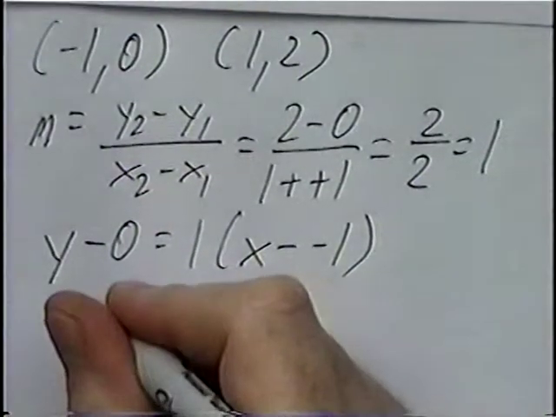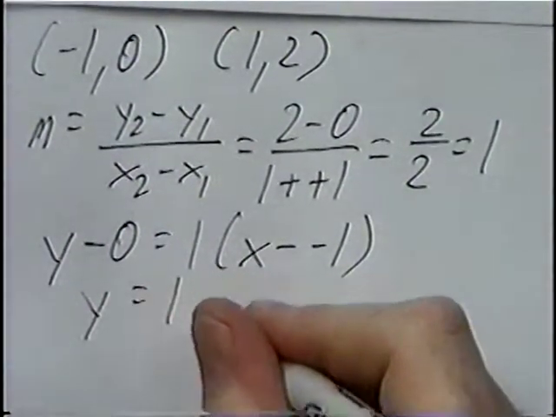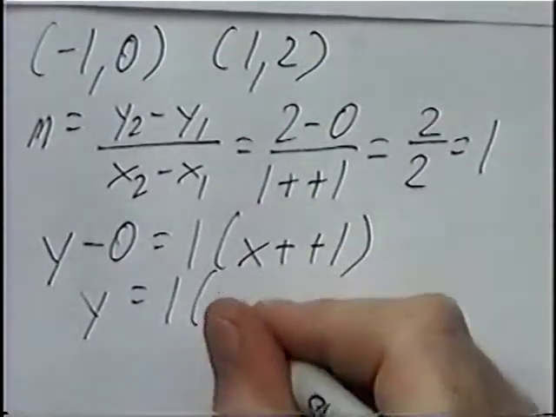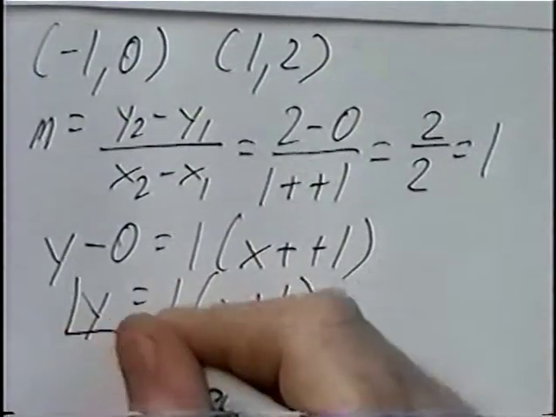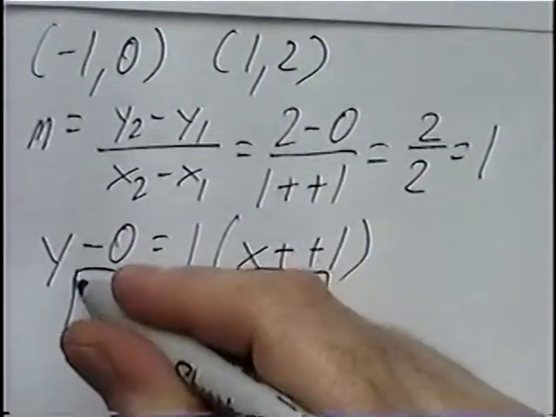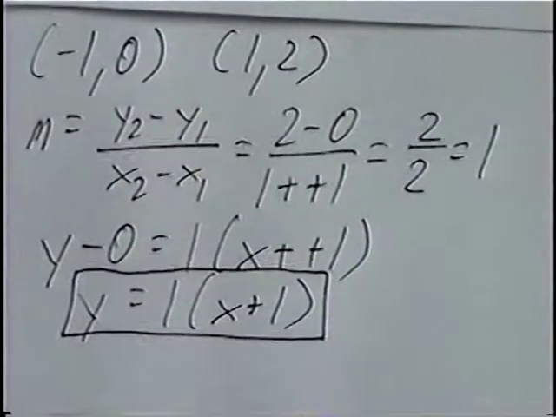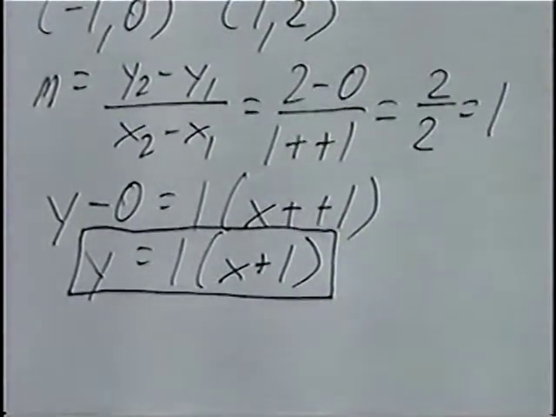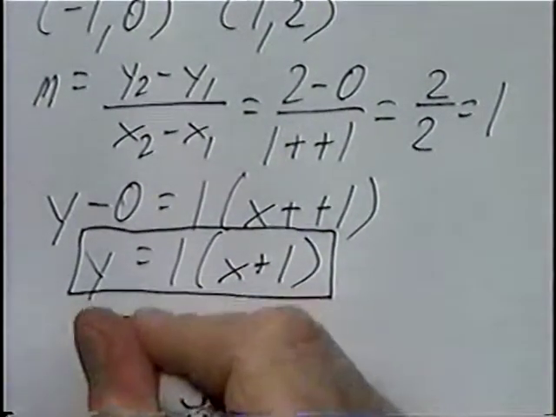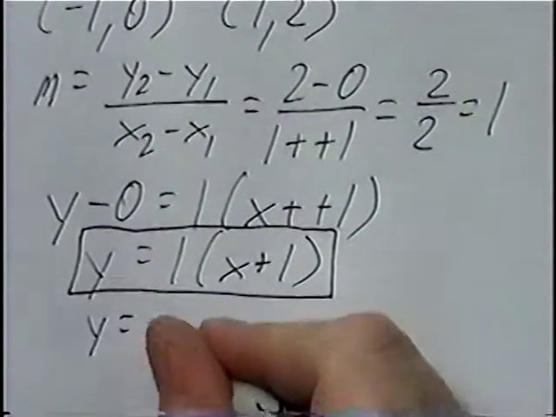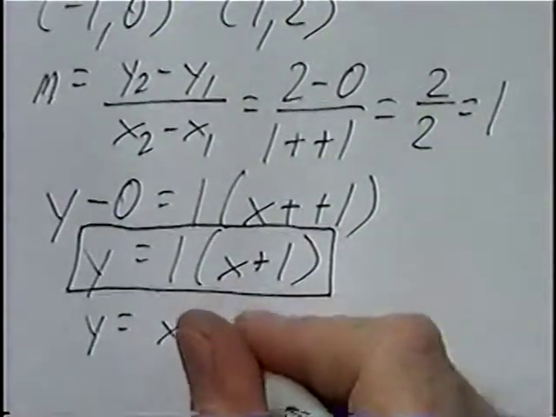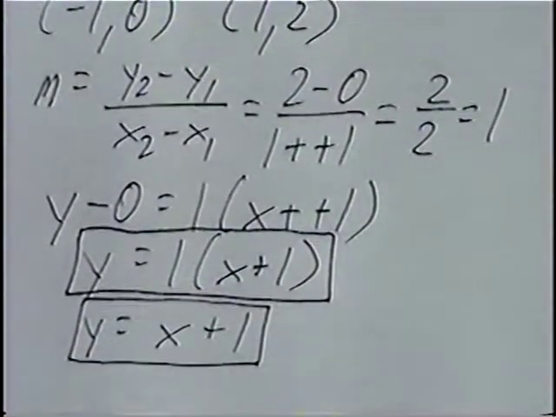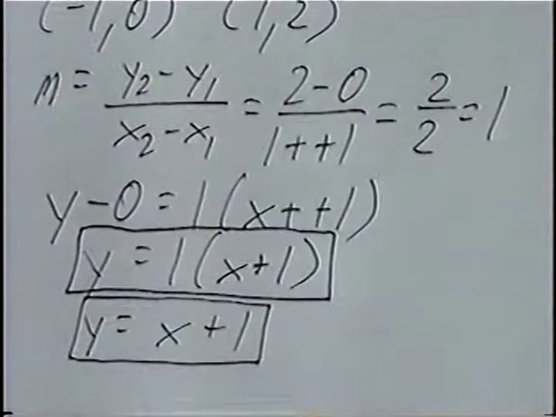Simplifying from here, y minus 0 would be y. 1 we can leave the same, and minus minus we can change to plus. So we'll have our first answer, which is in point-slope form, y equals 1 times x plus 1. Writing this equation in mx plus b form, if you distribute the 1, 1 times x would be x, and 1 times 1 would be 1. So our second equation in slope-intercept form, or mx plus b form, is y equals x plus 1.